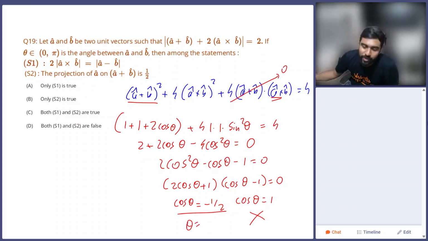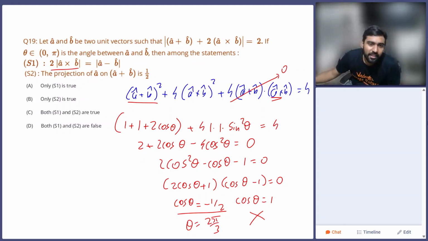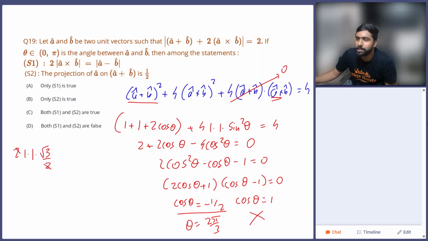So that means what is theta? Theta will be pi minus pi by 3, 2 pi by 3 is the theta over here. So we have got the angle between A and B. That's what we needed. Let's check the first statement. We have A cap cross B cap. So what is the magnitude of A cap cross B cap? I can say that's magnitude A, magnitude B, sin theta expression. That is 2 into 1 into 1 into sin 2 pi by 3, what will that be? That's root 3 by 2. That's equal to simply root 3.